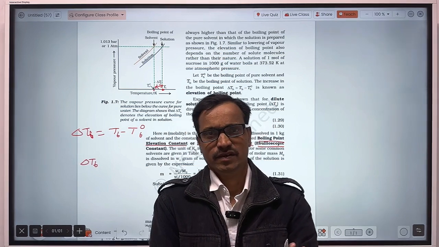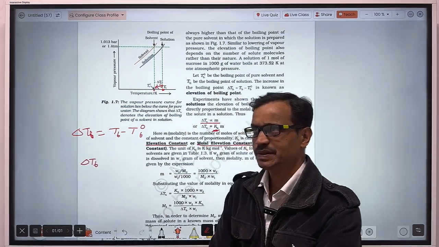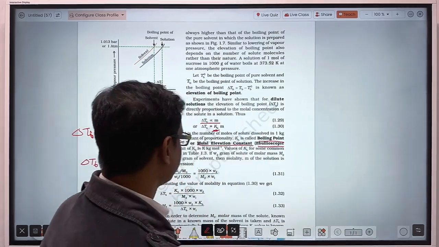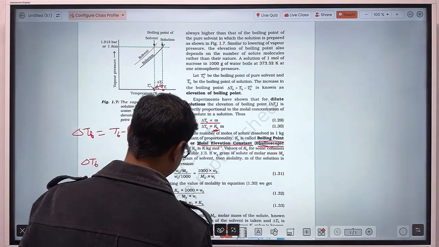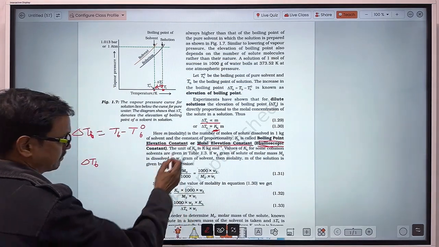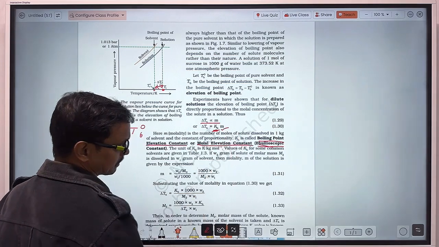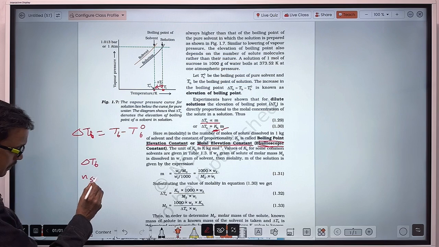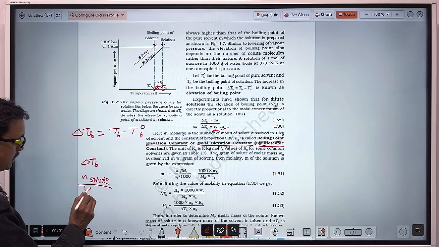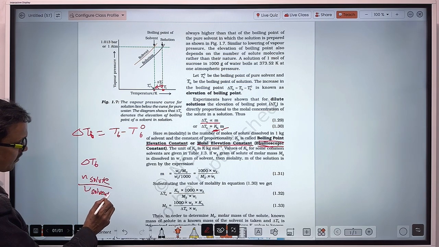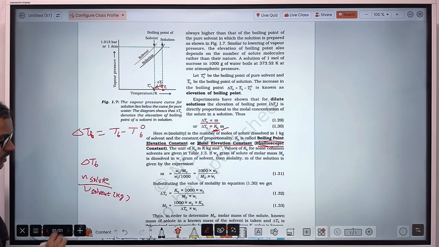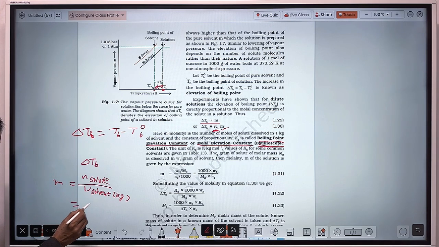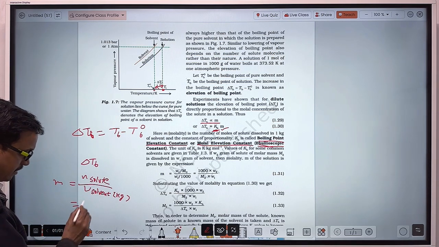So usually in board examination, what's the value of Kb? Kb will be written as ebullioscopic constant. So keep in mind this Kb. Now molality, you know already, is the number of moles of solute in 1 kg of solvent. That means number of moles of solute upon weight of solvent in kg. If the weight of the solvent is given in gram, then you will have to convert it to kg.